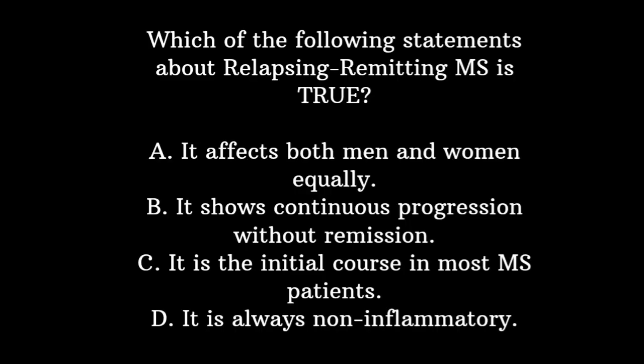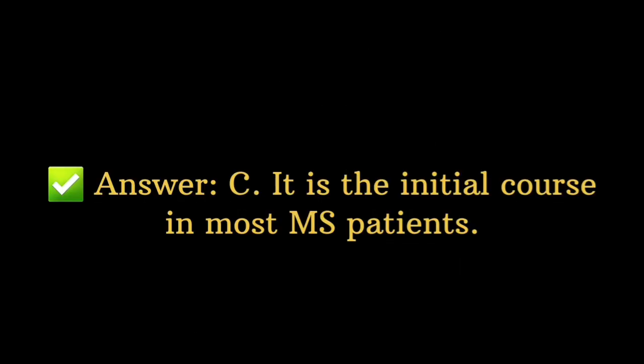Question. Which of the following statements about relapsing remitting MS is true? Options. A. It affects both men and women equally. B. It shows continuous progression without remission. C. It is an initial course in most MS patients. D. It is always non-inflammatory. The correct answer is option C. It is the initial course in most MS patients.